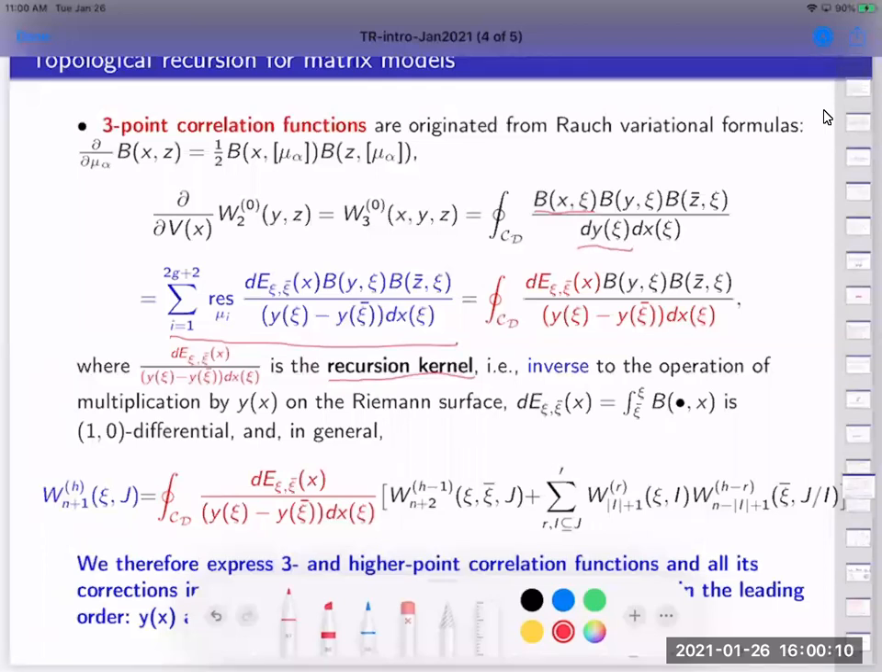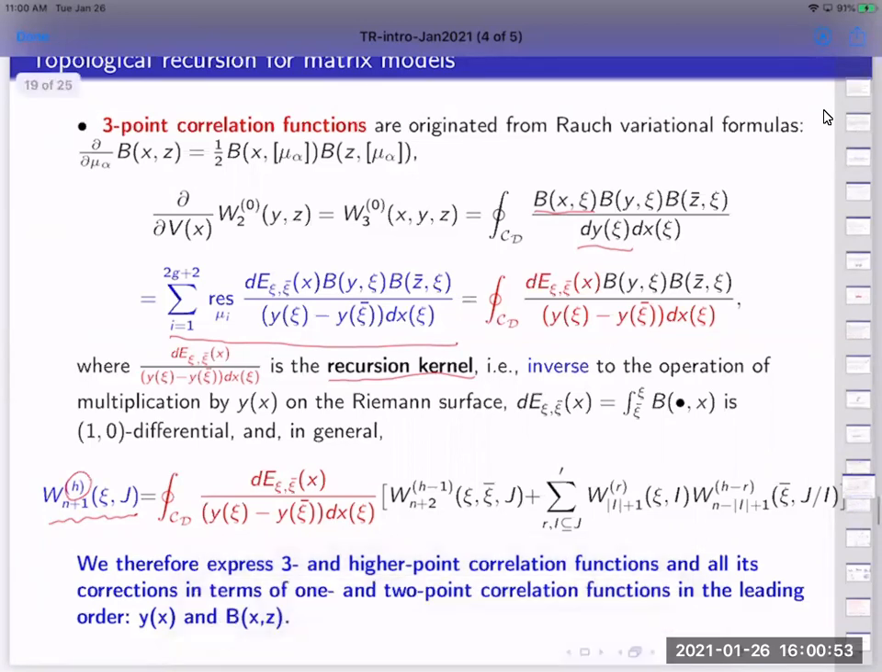And this recursion kernel is actually inverse to the operation of multiplication by y and evaluating, so basically making some projection, which again I have to put under the carpet, this part of the story. But the relevant part is that indeed this recursion allows us to construct all higher order correlation functions of all orders of expansion out of these simple things, out of this simple data that we have.